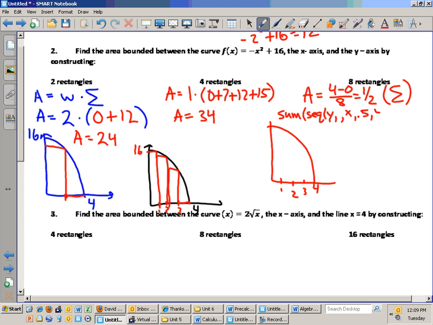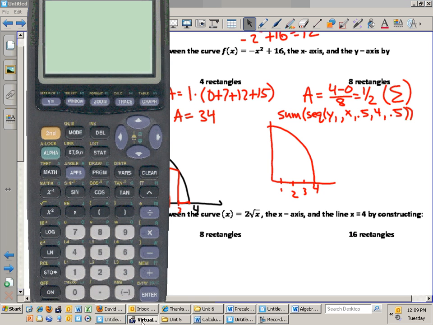4 is my last one, and then what is my width? 0.5. So I type that in, and again, that will give me the sum, not the area. I have to still multiply by the width. And so again, we go into list. Whoop. I should go into y equals first, I think, and type in this negative x squared plus 16. Otherwise, I would have been way off. So that's y1. Go to my list.